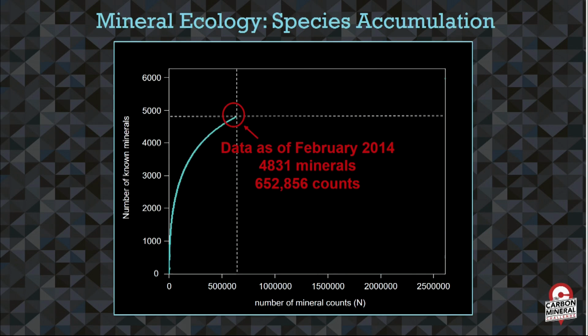This shows an accumulation curve. So on the y-axis here, we're plotting the number of unique known mineral species that we know about, and on the x-axis, we're showing the number of mineral observations that we've made. So in other words, I come over here and I say, well, at this location, I see this mineral.